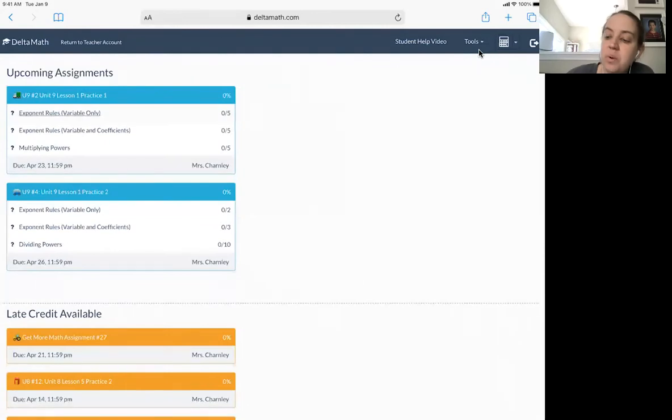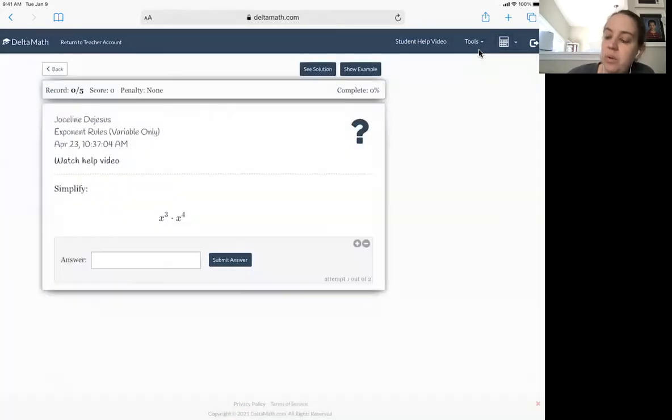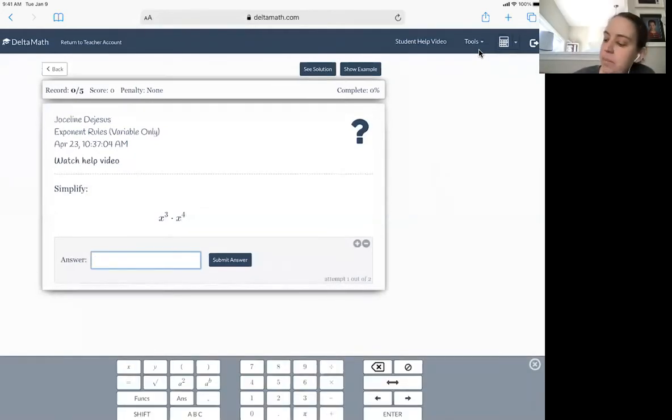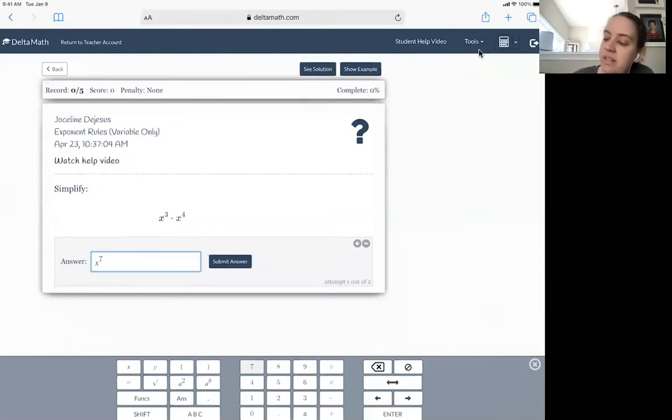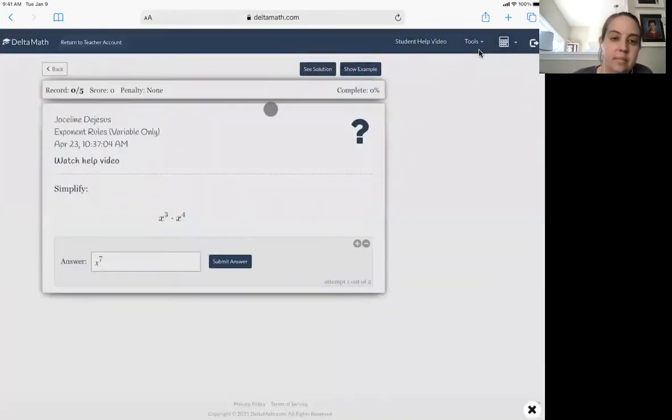So let's start with exponent rules only, variable only. So if I have x to the third and x to the fourth, I add the exponents. So I'm going to type in x, exponent to the seventh, and submit. Done.